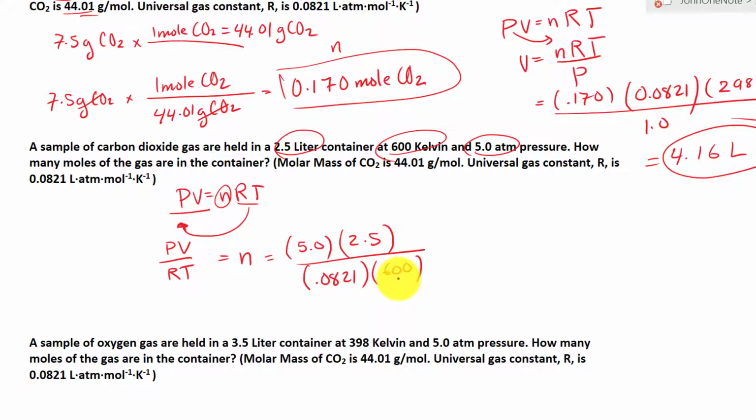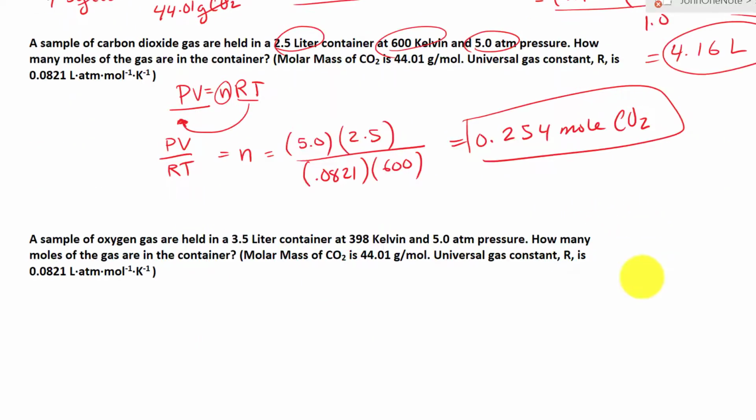And now we just plug into a calculator. 5 times 2.5 divided by 0.0821, divided again by 600. This gives us the number of moles equal to 0.254 moles of CO2. Now let's do another problem where we have to solve for the number of moles again.